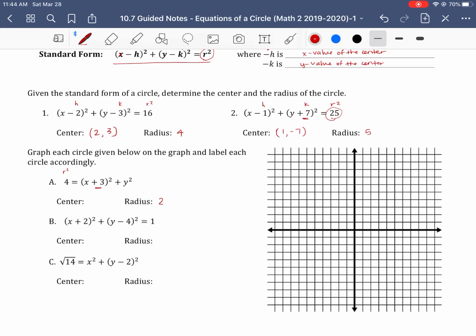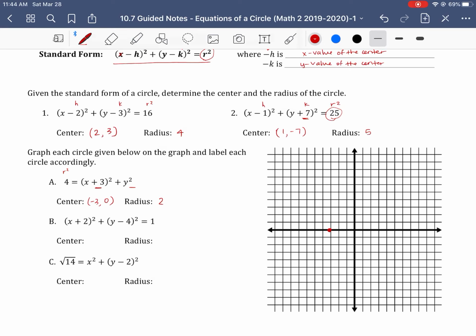My center is going to be the opposite here, so negative 3. And then notice nothing is added or subtracted to the y value. That means it didn't move anywhere in the y direction, so we're at 0. So if I want to graph this, I come over to my graph, and I go to the negative 3, 0. That's the first point I'm going to put there.